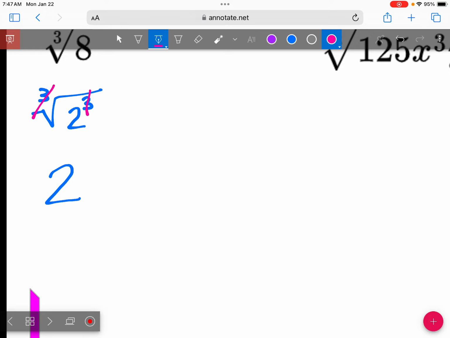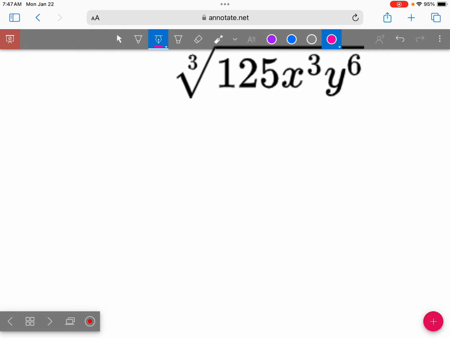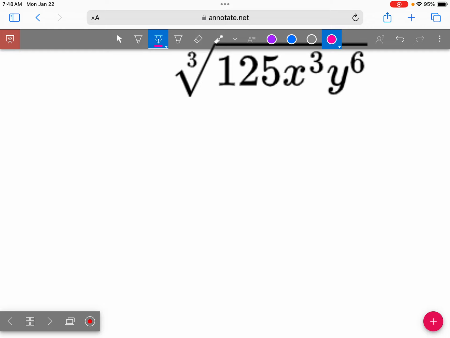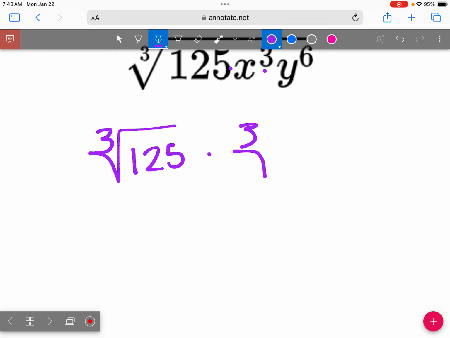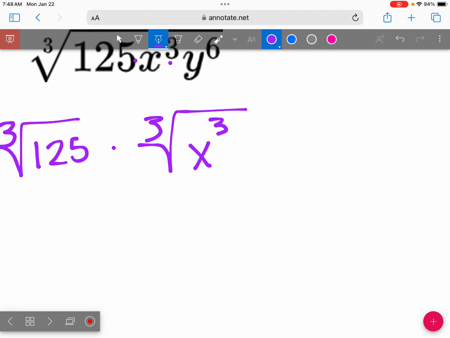So it's the same process. We're going to be looking for perfect cubes that we have in here, or groups of 3s. On the middle one, I'm going to split it up into separate pieces. I'm going to make these all be multiplications. So we're going to have the cube root of 125 and the cube root of x cubed and the cube root of y to the 6th.